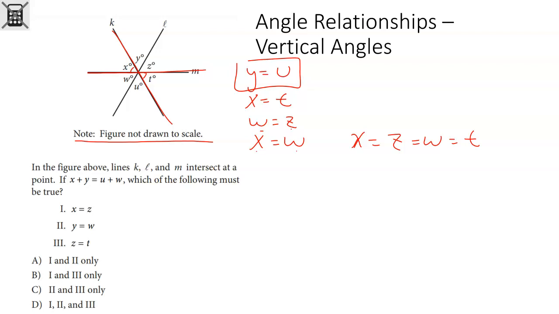So we just go through and look and see, okay, does X equal Z? Yeah. Does Y equal W? No, Y does not equal W. Y equals U, but doesn't equal W. Does Z equal T? Yeah. So we've got B, 1 and 3. So we use those vertical relationships.